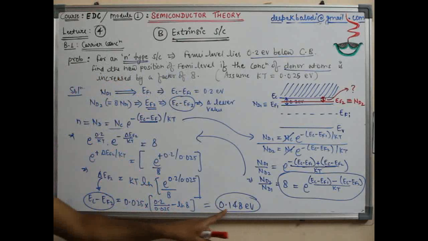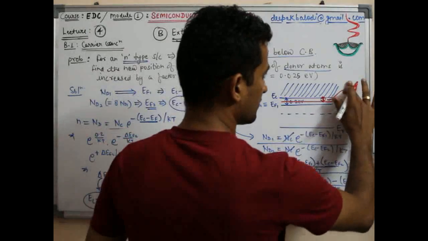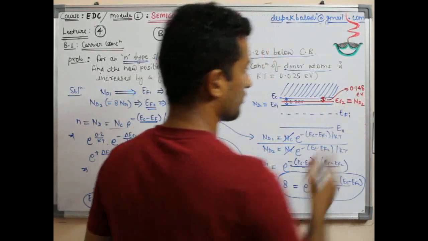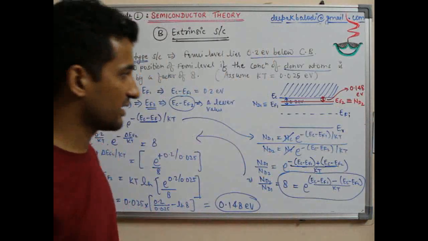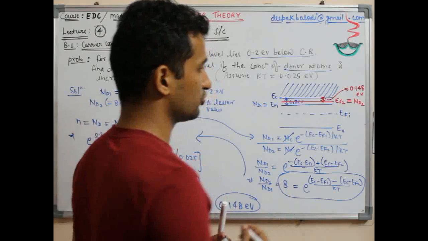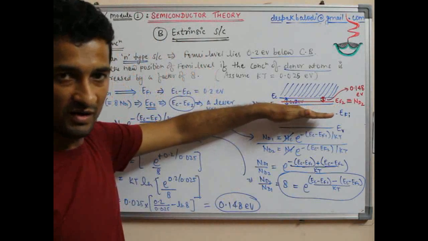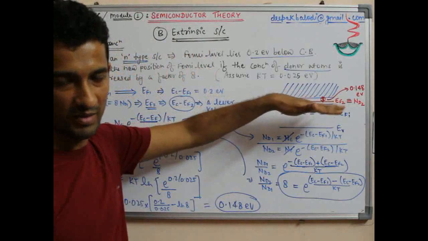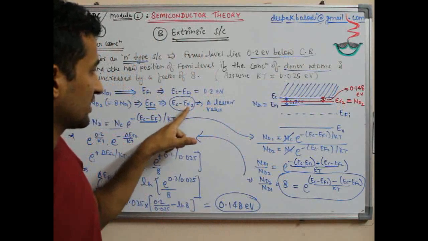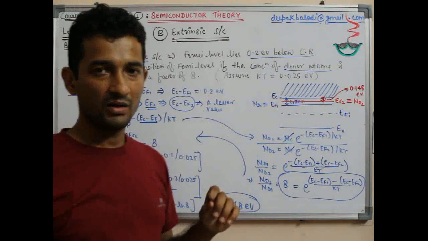This is what we had to calculate. So therefore this difference, which was unknown, is 0.148 electron volts. As we expected earlier, it was 0.2. So then this blue EF Fermi level, the earlier Fermi level, goes up to the red level, meaning a new Fermi level. As we expected, EC minus EF2 should be a lesser value than 0.2. So that's what we are getting.